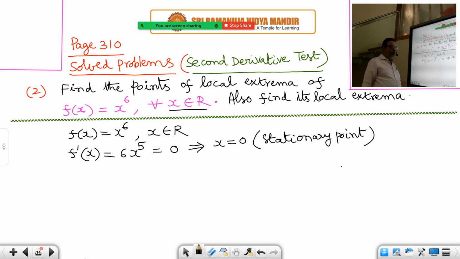Now we have to find whether this stationary point is a local maxima or local minima or neither of them. It is possible. Every stationary point need not be local maxima or local minima. So it can be neither of them also. So how do you test? Let us try to use the second derivative test.